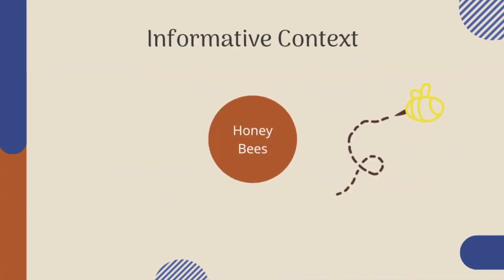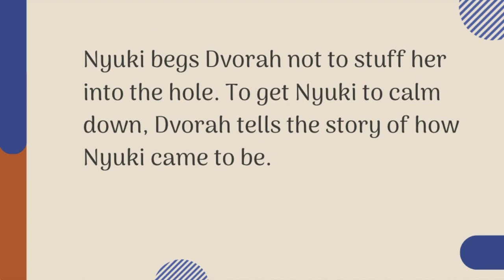So that's how it works when you're giving personal context, but what about when you're writing an informative essay that required some research or reading? Let's say that I'm writing about honeybees using Jay Hassler's book, The Way of the Hive, which is a book all about honeybees. So here's a sentence from my rough draft explaining something that happens in the first few pages of the book. I said, Nayuki begs Devora not to stuff her into the hole. To get Nayuki to calm down, Devora tells the story of how Nayuki came to be. Do you understand that? Chances are, unless you've read that book really recently and remember it really well, you have no idea what I'm talking about.